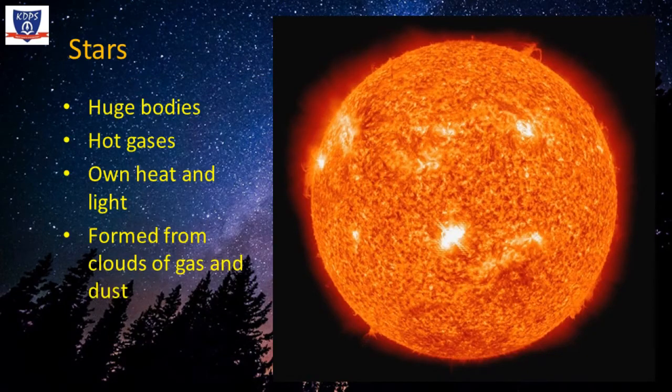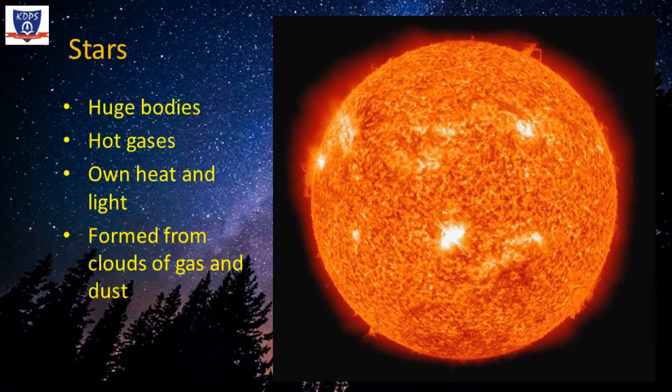Stars are huge bodies made up of very hot gases. They have their own heat and light, and therefore we see them twinkle at night. They look tiny because they are very far away from us. The stars are formed from the clouds of gas and dust in space. It can be seen if there are stars in or near it.